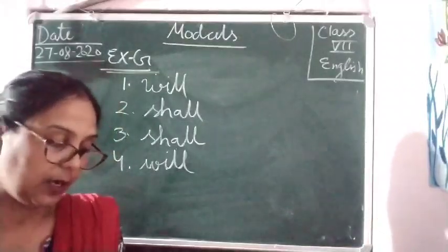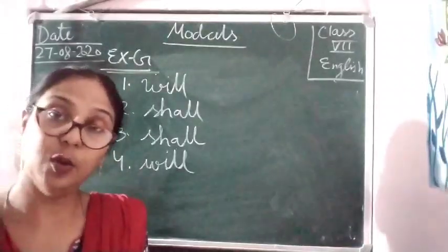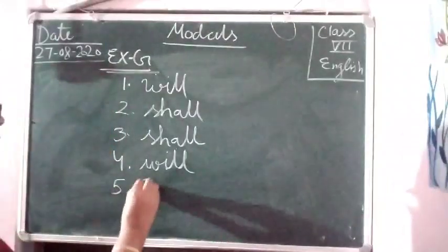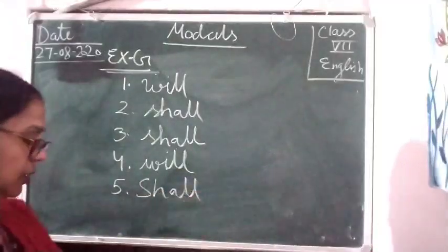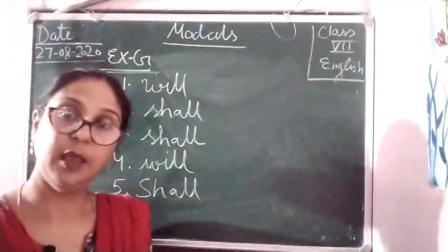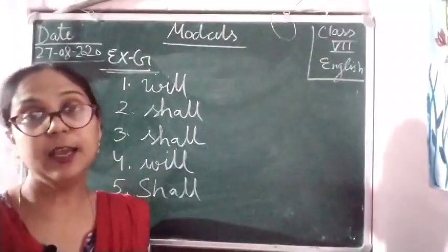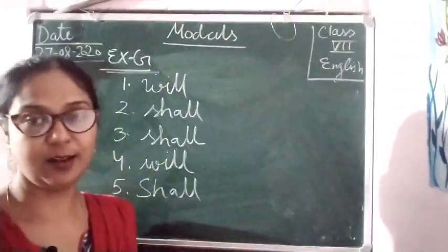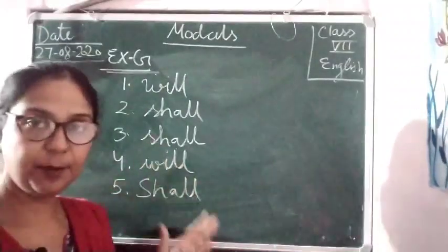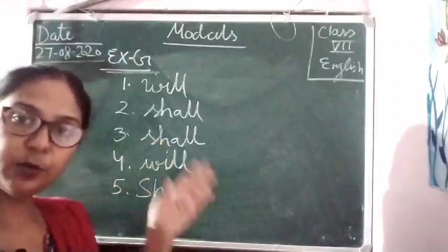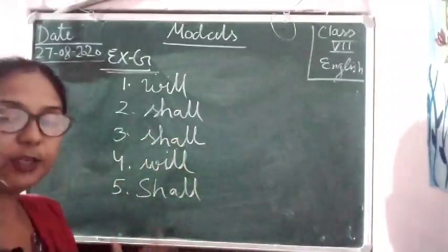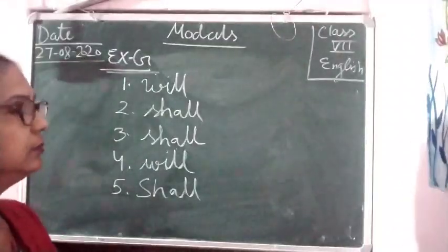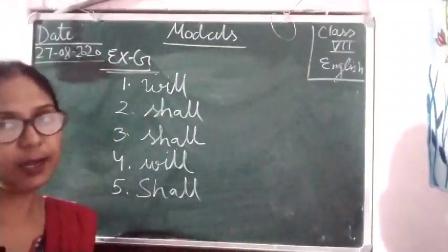Now fifth, dash we leave now. So you are asking permission. So shall. Fifth is shall we leave now. And as you all know, with I and we we are supposed to use shall also. So that is why we have used shall over here. So this exercise number G we have completed. You just write it down or take a screenshot. After that we will do the next exercise.